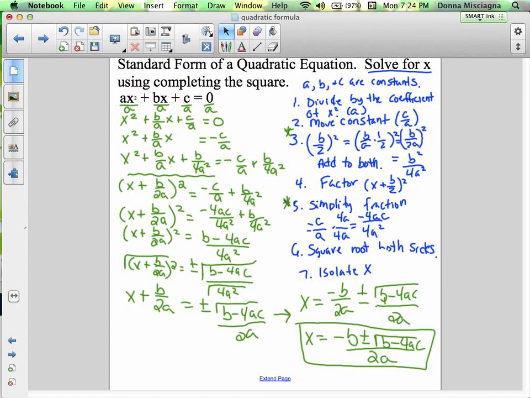Now we have another formula that we can use to solve quadratic equations. This particular formula is based on completing the square. That's where that formula comes from. It comes from using completing the square with ax squared plus bx plus c. It's important that you know how that formula was derived.